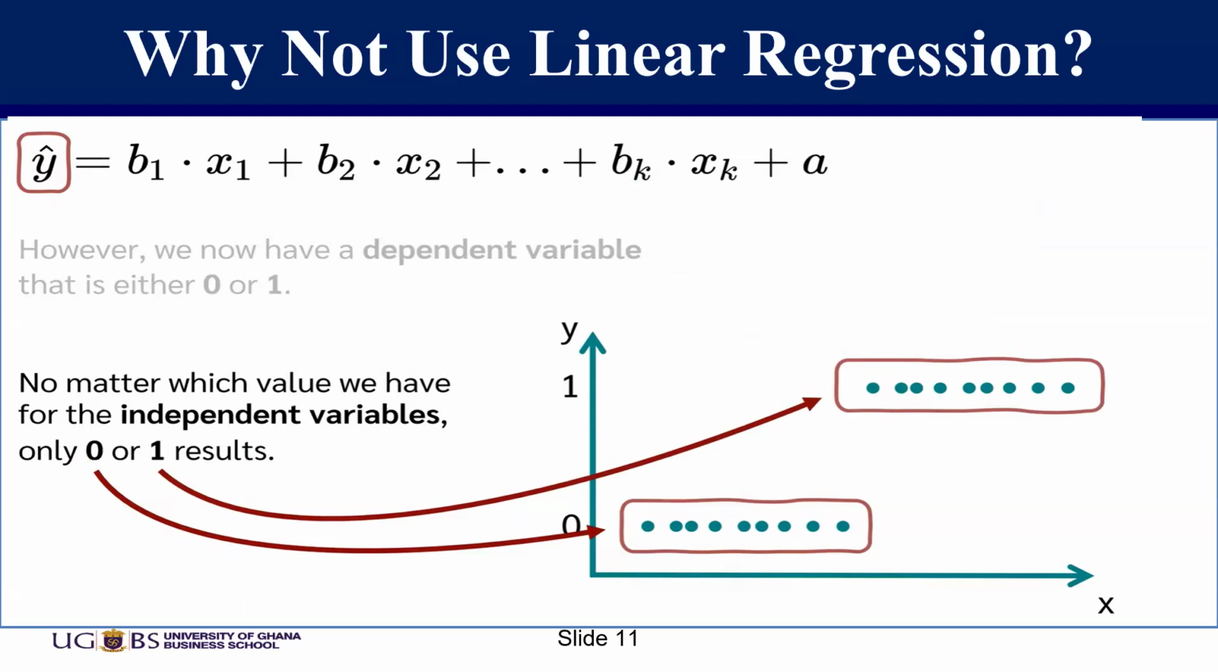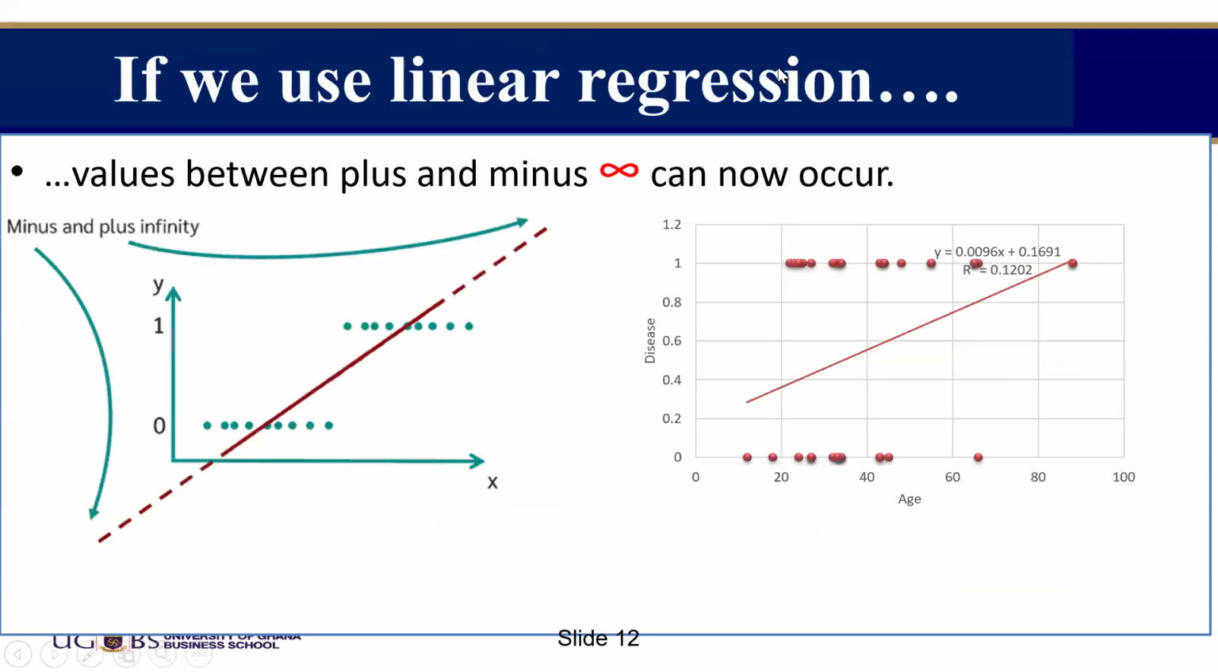No matter which value the independent variable gets, whether your age is 5, 10, or 100, you're still going to be diseased or not diseased. It's either one of them. So you are restricted between 0 and 1. If we plot that, the values would run from negative infinity to positive infinity, and as you can see here, the lines below are not going to work.